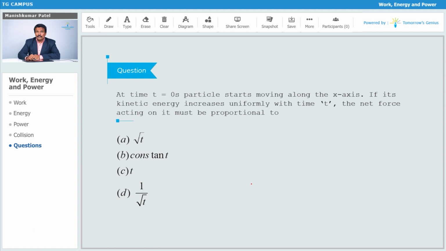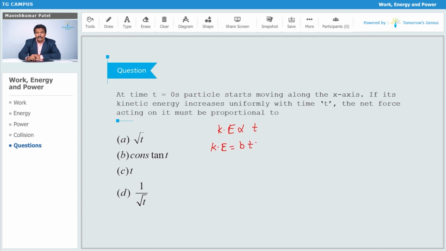Let's see the next question. At time t equals 0, a particle starts to move along the x-axis. If its kinetic energy increases uniformly with time t, the net force acting on it must be proportional to? I know the particle starts from rest, and it increases in proportion. So the kinetic energy is proportional to time t, so KE equals b into t.